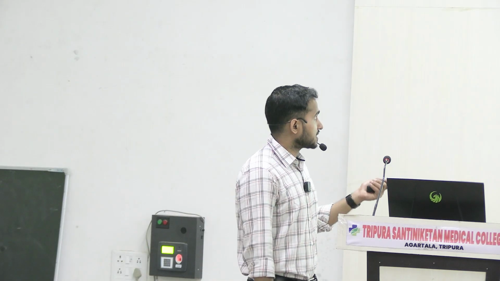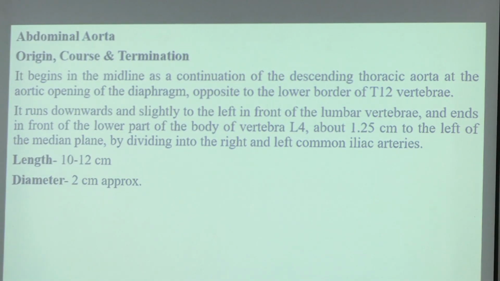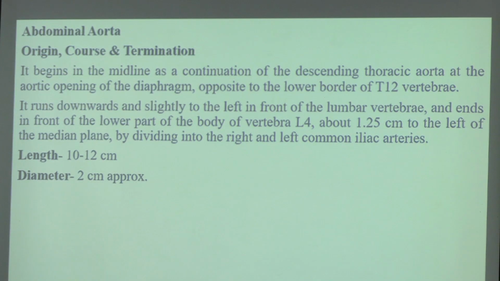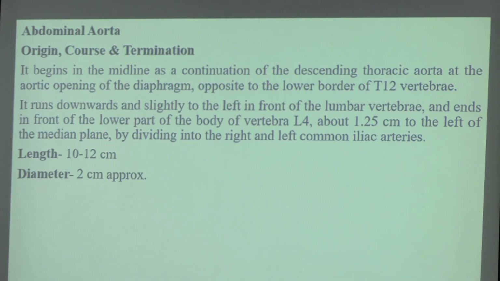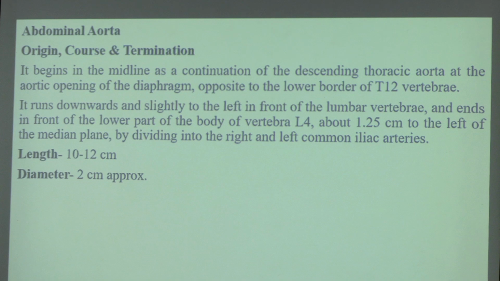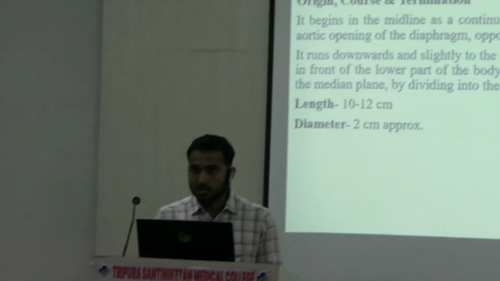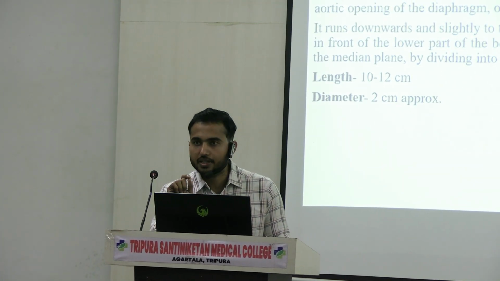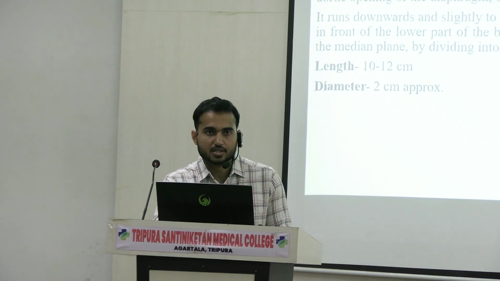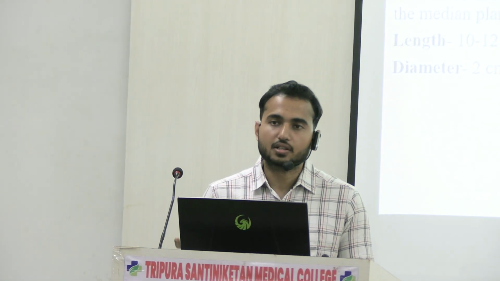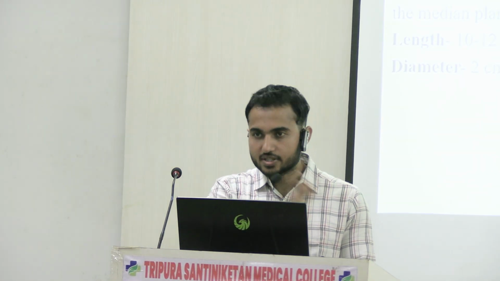Okay. Next, you can see the course of the aorta. Course means after arising, how it is going downwards. Obviously, it has to go downwards in order to supply blood to the various parts of the body. Now, in which side does it go, right side or left side? That you have to know. So, it runs downwards slightly to the left. Please note that when it is going downwards, it is going slightly towards the left side of the median plane, or the mid-sagittal plane.